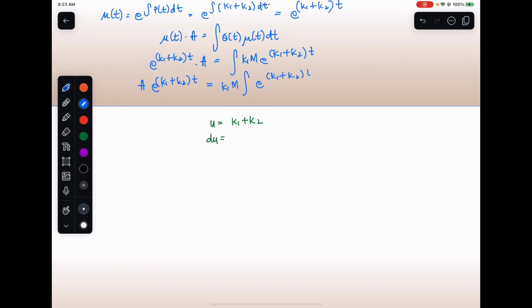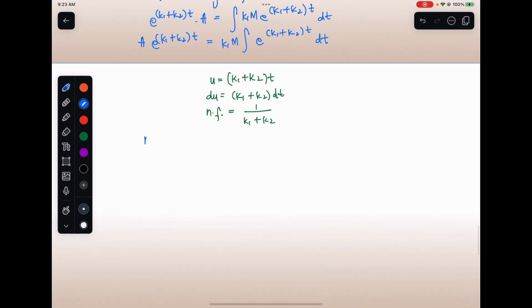K1 plus K2t, and then we have dt there. So K1 and K2 are multiplied with t. Therefore, our derivative here is K1 plus K2 dt. And since that is dt, we need a neutralizing factor of 1 over K1 plus K2, since we don't have K1 plus K2 as the coefficient of the exponential function.